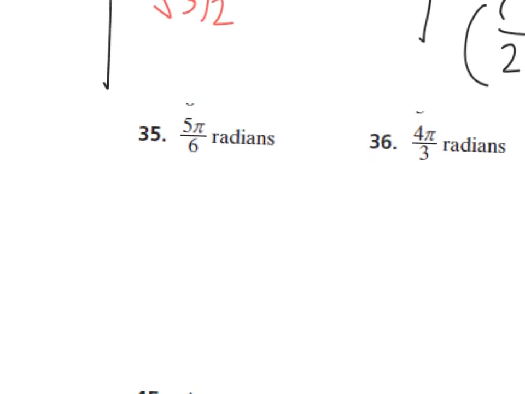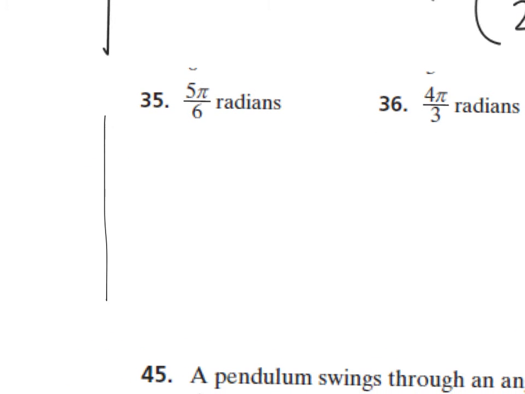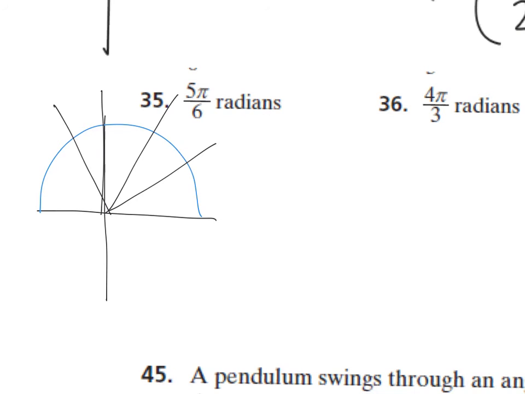Okay, so 5 pi over 6. So you take your circle, and this is pi, and you cut it into 6. So 1, 2, 3, 4, 5, 6. The resultant triangle is going to be a 30-degree triangle. So then this is going to be root 3 over 2, and this is going to be 1/2. So the cosine is going to be negative root 3 over 2 because you're going backwards, and the sine is going to be positive 1/2 because you're going up. So the x is negative and the y is positive.